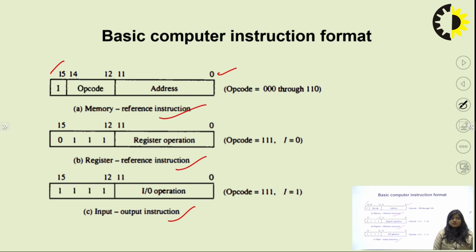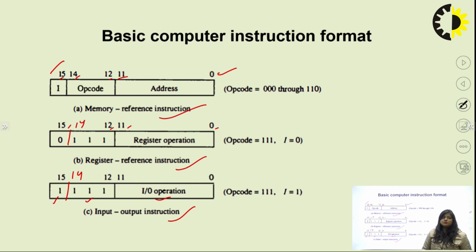So let's discuss the first one. In the diagram there is a partition of bits 0 to 11, bits 12 to 14, and the last one is bit 15. Here you can see 0 to 11, again 12 to 15, and this can be up to bit 14. Again, in input output, you can see bits 0 to 11 are the IO operation part, 12 to 14 is the opcode, and the 15th is the highest bit.